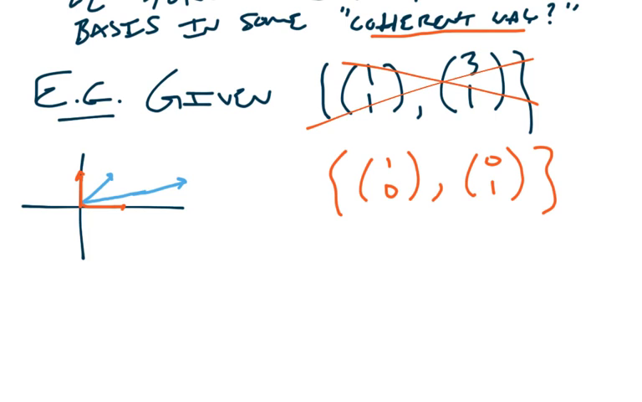So the idea is not to just throw away the original basis entirely and start from scratch. The idea is that you want to take the original basis and do some procedure to it that will turn it into an orthogonal basis for you. This is what I mean by this sense of coherence. You'd like to adapt the original basis in some systematic way into an orthogonal basis.